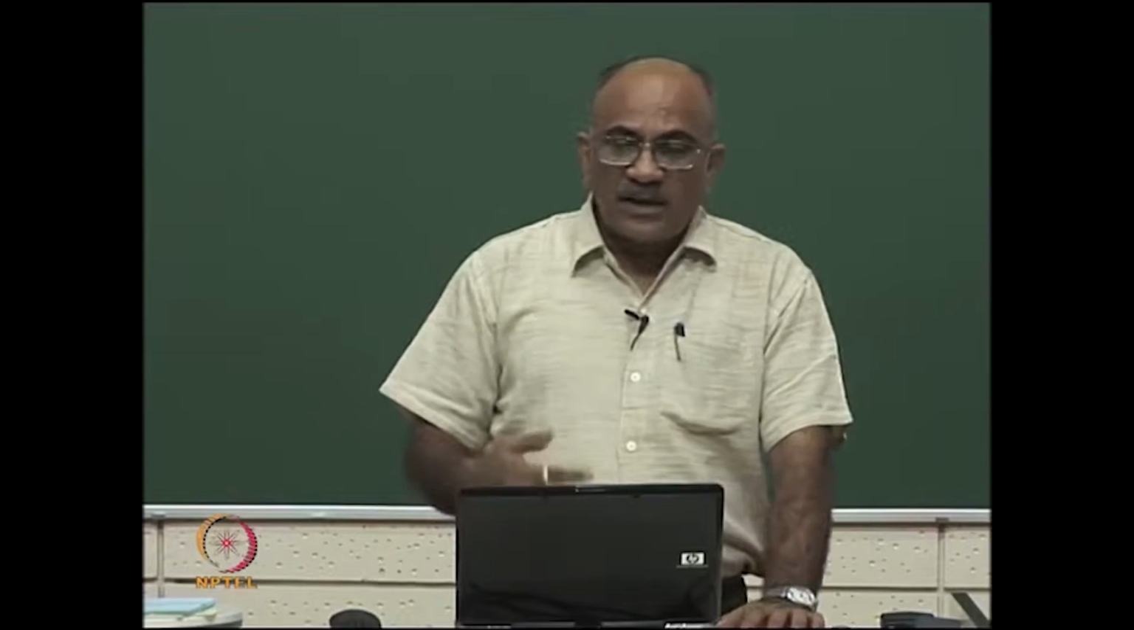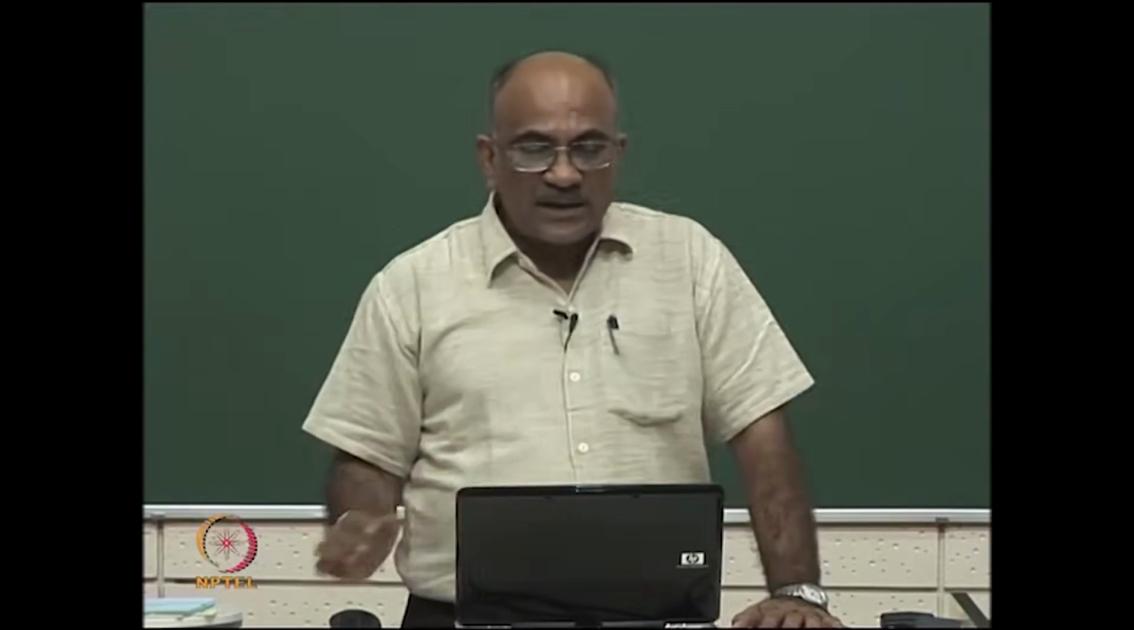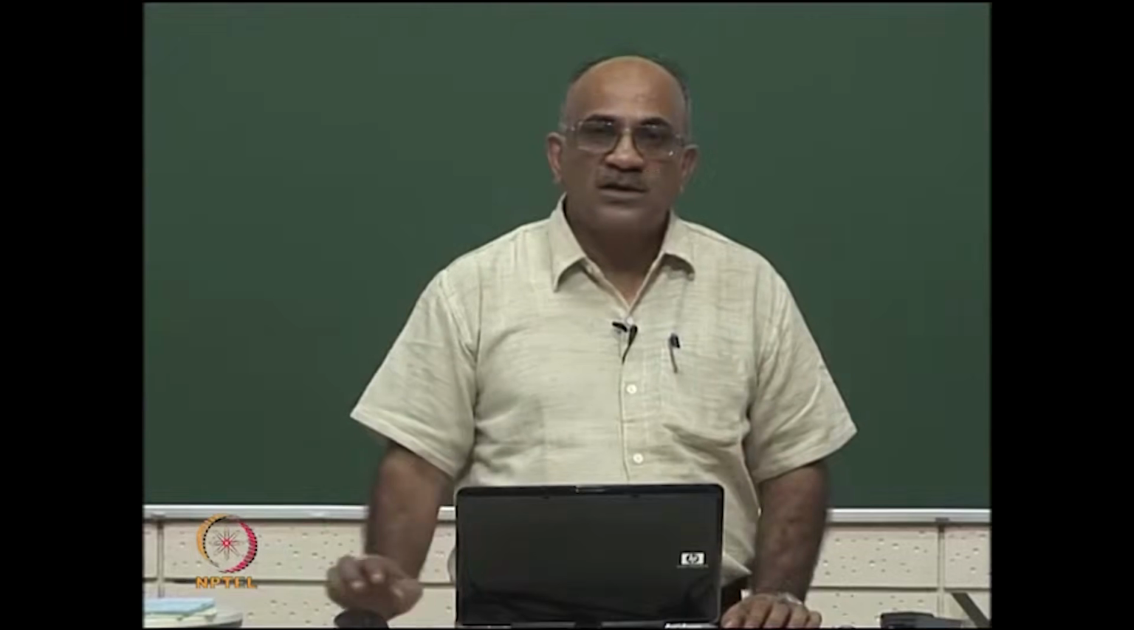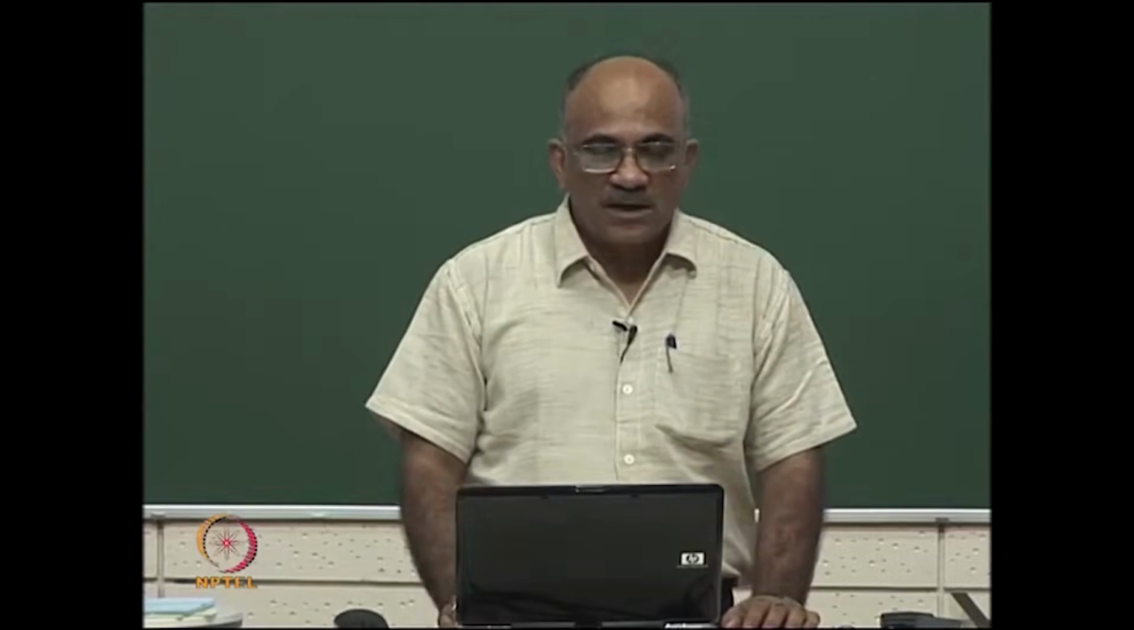Now, coming to the properties, metal oxides, as you know, have a wide range of electrical properties. So, they can be superconducting, they can be metallic, they can be semiconducting, and they can also be insulating. The difference between semiconducting and insulating is basically dependent on the band gap. If it is a low band gap, say 1 to 3 electron volts, we normally call them semiconductors. When the band gap is high, say 4, 5, 6 electron volts, then we call them insulators.